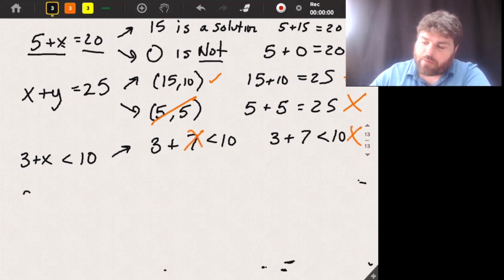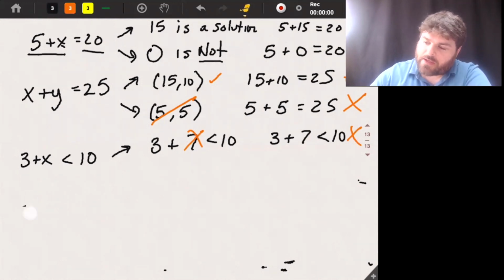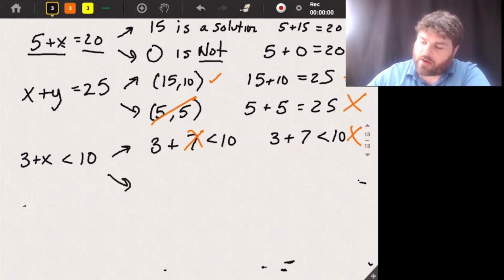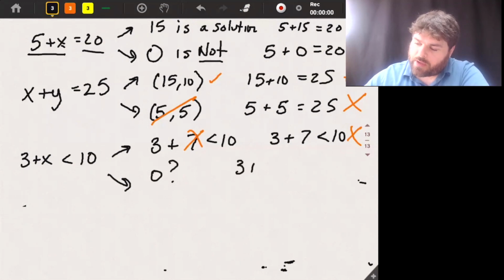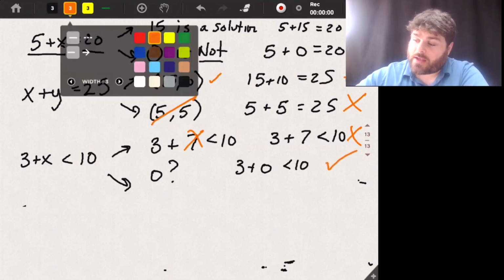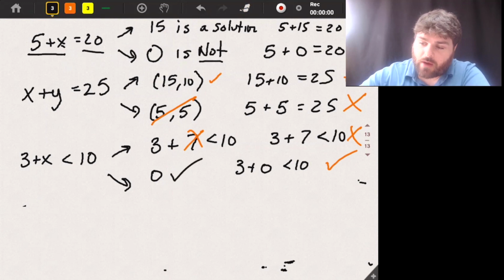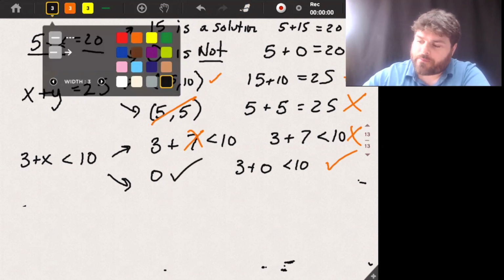All right, pick a number like 0. Is 3 plus 0 less than 10? Let's try it out. 3 plus 0 is less than 10. True. 3 plus 0 is 3, which is less than 10. So 0 is a solution. Good to go.